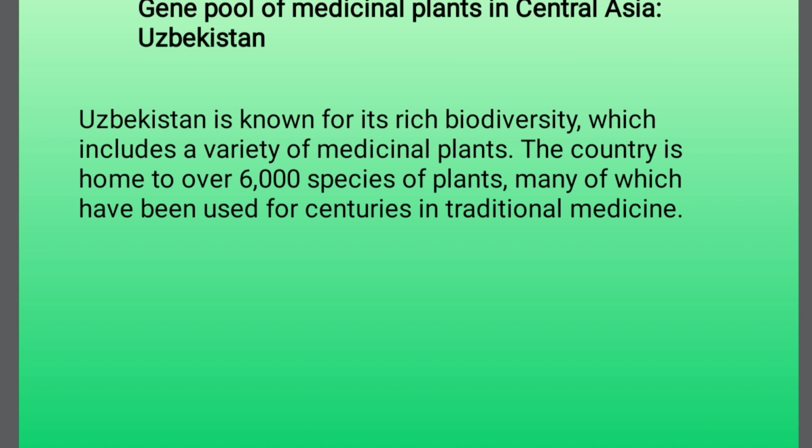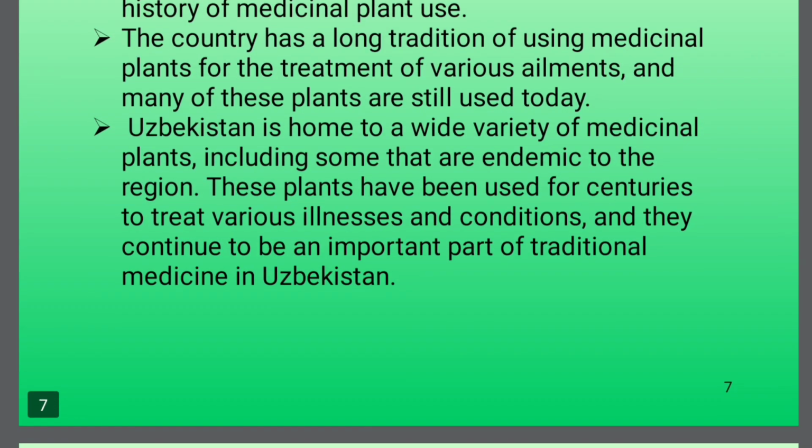Here you see the gene pool of medicinal plants in Central Asia. Central Asia is one of the important regions that includes Russian states, Kyrgyzstan, Uzbekistan, Turkmenistan, and some parts of other areas. So this area is also important with respect to medicinal plant diversity. For example, Uzbekistan is known for its rich biodiversity of medicinal plants, and this country hosts about 6,000 medicinal plant species which have been used for centuries in traditional medicine. So here you see how rich this area is. Only a small country, Uzbekistan, contains 6,000 medicinal plant species. Kyrgyzstan, Russian states, Siberia, Turkmenistan, Azerbaijan, all these areas contain a lot of medicinal plant species. I just gave you the example of Uzbekistan.